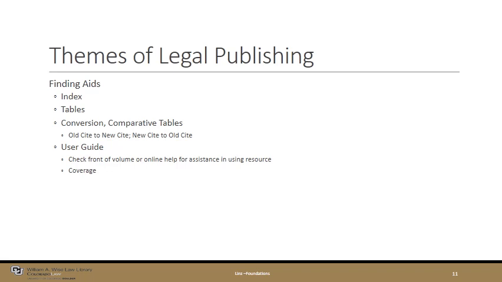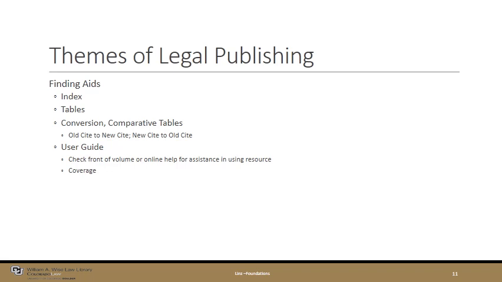The other kinds of finding aids, though, are tables. Certainly we're familiar with the table of contents. This is a great tool to use if we want to skim what is included in a particular book. It's great for doing statutory research. It helps us establish context for where we are in the code. And it is a very useful finding aid.